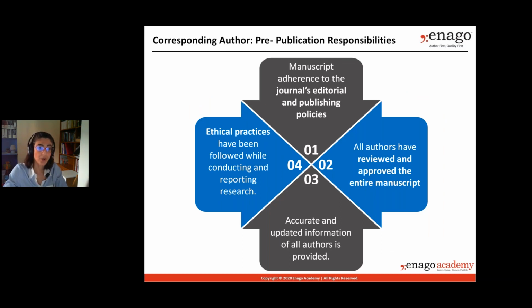Now, corresponding author pre-publication responsibilities. This will include the adherence to the journal's editorial and publishing policies, will ensure that all authors have reviewed and approved the entire manuscript, will ensure accurate and updated information from all authors, and will ensure that all ethical practices have been followed as appropriate while conducting and reporting this research.